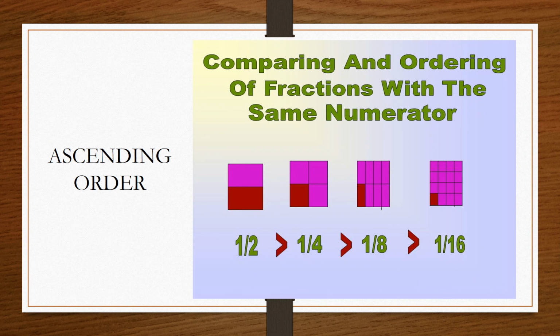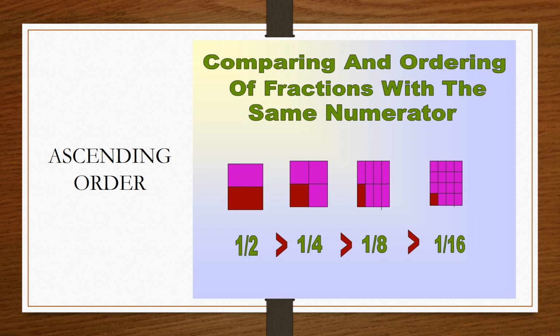Comparing fractions with the same numerator. Now by figure also you can understand very well. See here the first figure, 1 by 2. That is one part shaded, the total parts are 2. In the second one, you can see one part is shaded, total parts are 4. In the third one, you can see one part is shaded, total parts are 8. And in the fourth one, you can see one part is shaded and total parts are 16.